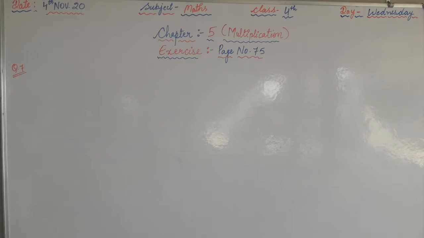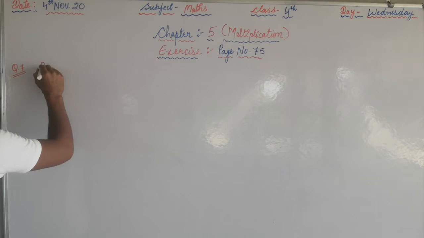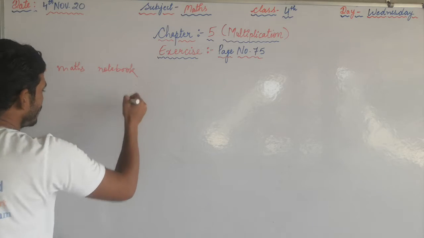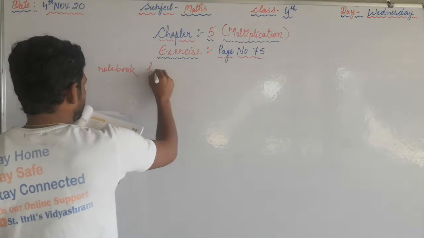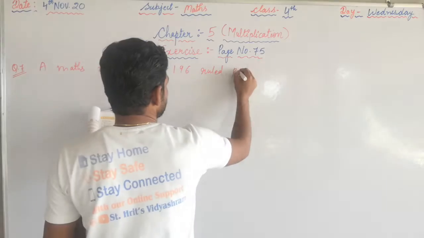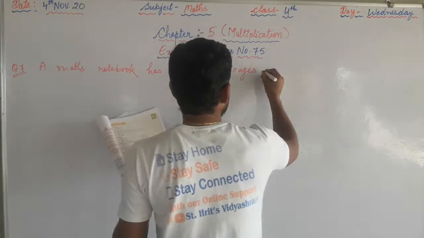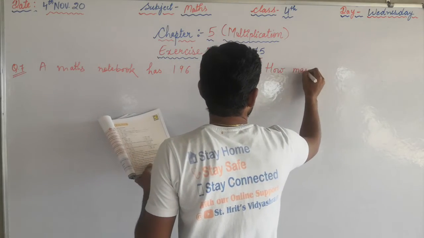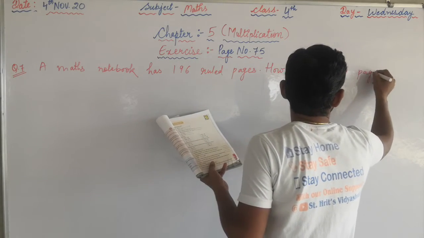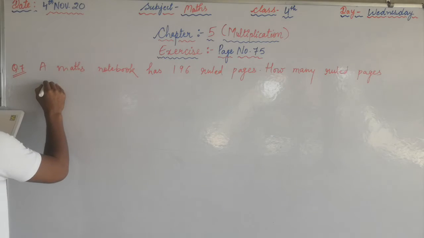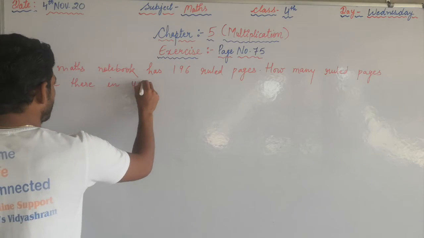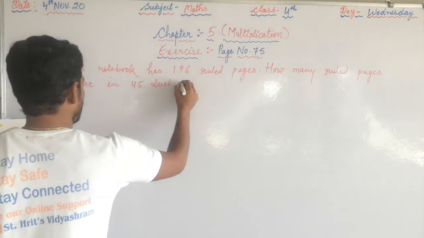Question number 7. A maths notebook has 196 ruled pages. How many ruled pages are there in 45 such notebooks?